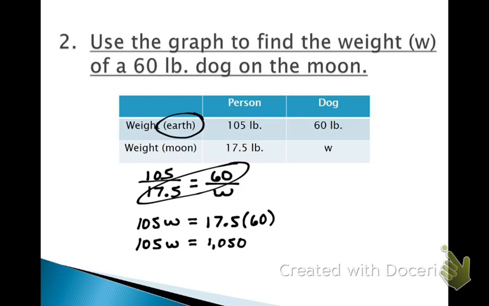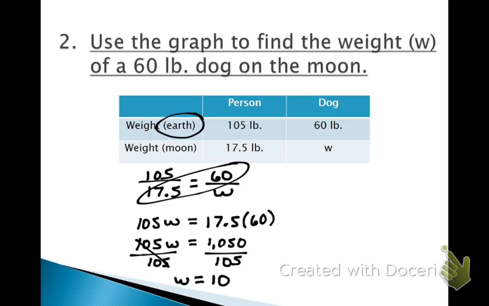Remember, your whole goal is to get the variable by itself. What number is not allowing the variable to be alone? 105. So what do I have to do to the 105? Divide it by both sides. Divide 105 by both sides. You have 105 over 105, which equals plain old W. What is 1,050 divided by 105? 10.